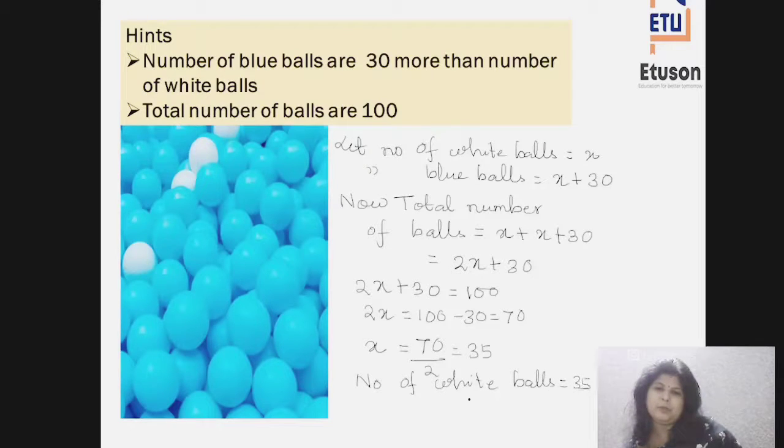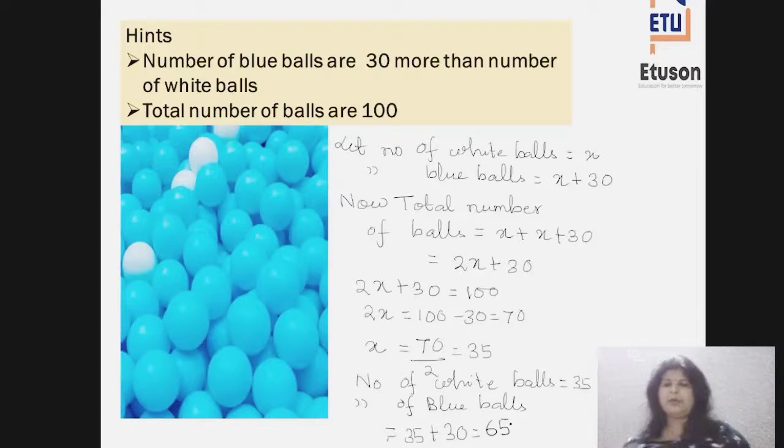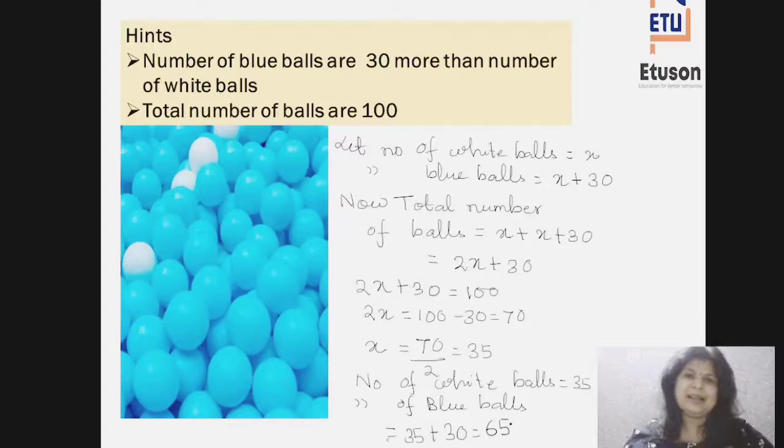What about the number of blue balls then? So the number of blue balls will be equal to 35 plus 30. So it is equal to 65. Now 65 plus 35 is 100. Correct, children? So this is how we have used the concept of linear equation in one variable to solve such kind of problem. Now let us understand the different terminology that we use in linear equation in one variable. Okay, are you ready? Okay, chalo.